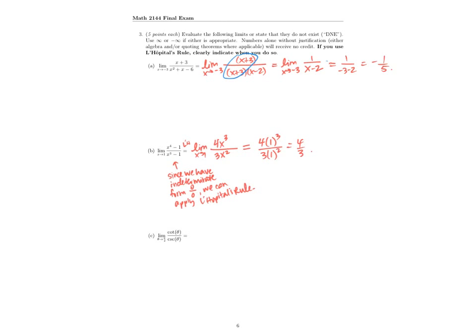Sometimes after you do L'Hopital's rule once, you get another indeterminate form, and you may have to do it twice, but in this one, just doing L'Hopital's once worked out.